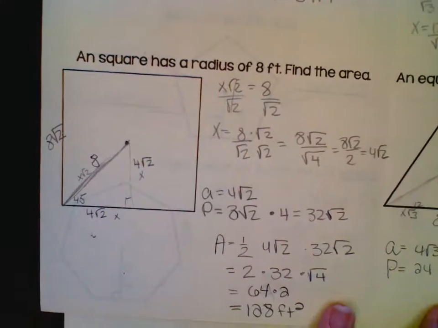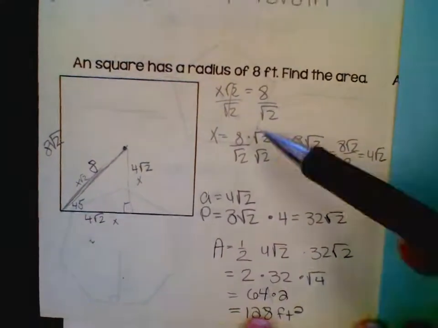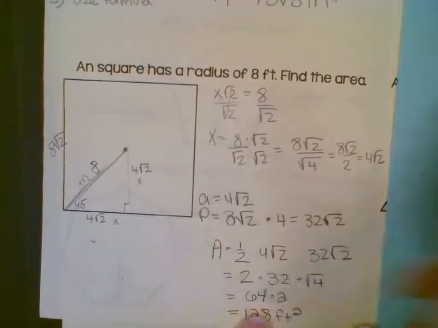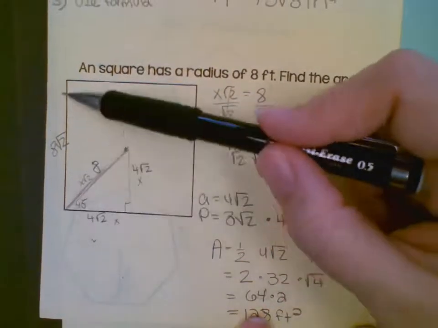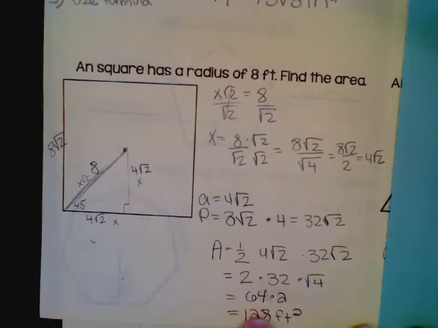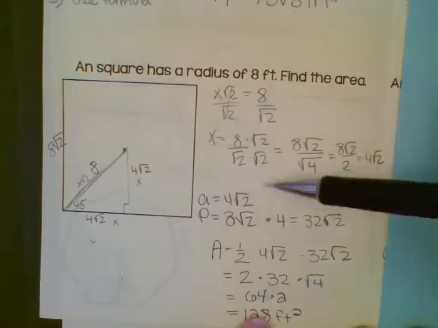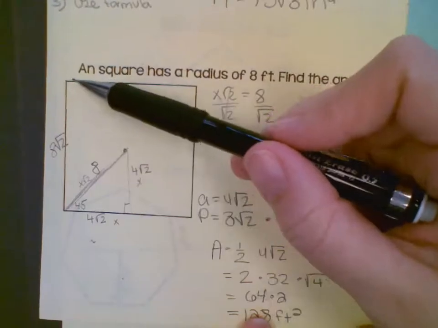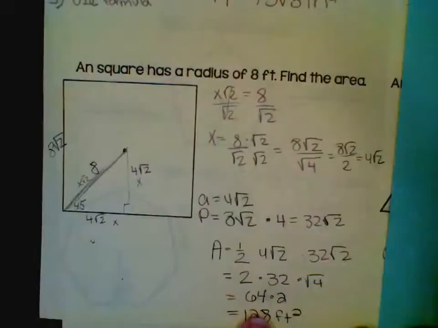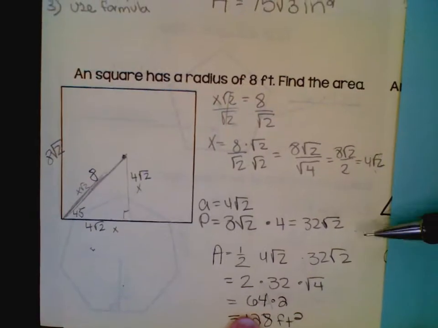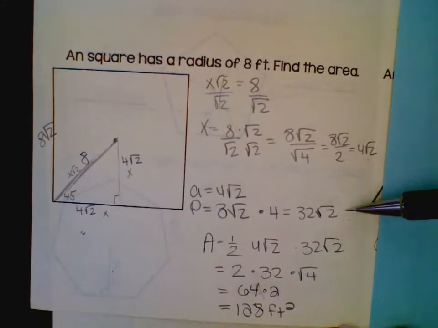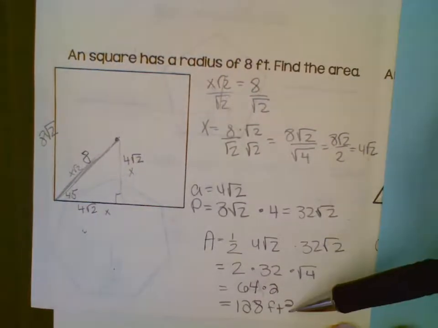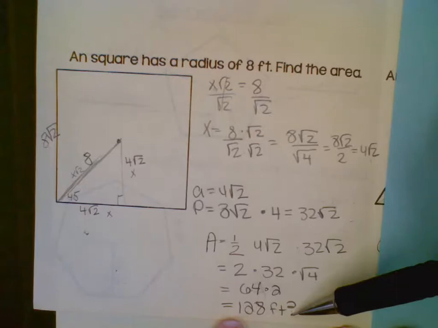Okay, so let's take a look. We ended up having 4 root 2 as those side lengths. So that meant that this part is 8 root 2. So our perimeter would have been 8 root 2 times 4, since there's 4 of them. 8 root 2, 8 root 2, 8 root 2, 8 root 2. So we got 32 root 2 for our perimeter. Plugging that in, half of the apothem times the perimeter, we ended up with just 128 feet squared.